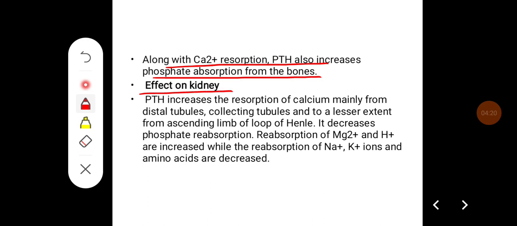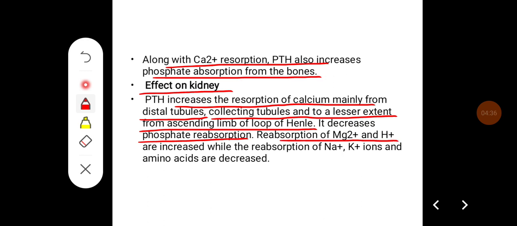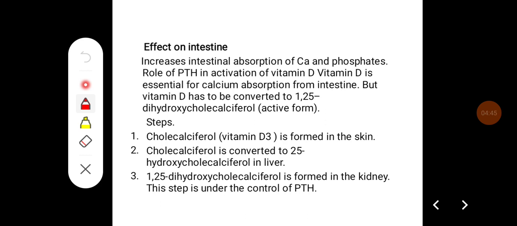The effect on the kidney. The PTH increases the reabsorption of calcium mainly from the distal tubules, collecting tubules, and to a lesser extent from the ascending loop of Henle. It decreases phosphate reabsorption. Reabsorption of magnesium and H plus ions are increased, while reabsorption of sodium, potassium ions, and amino acids are decreased. The effect of parathormone on intestine: it increases intestinal absorption of calcium and phosphates.